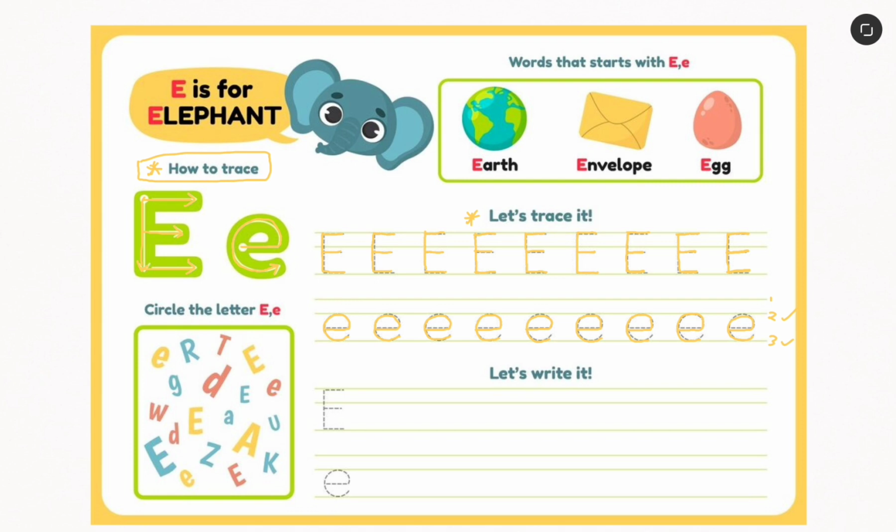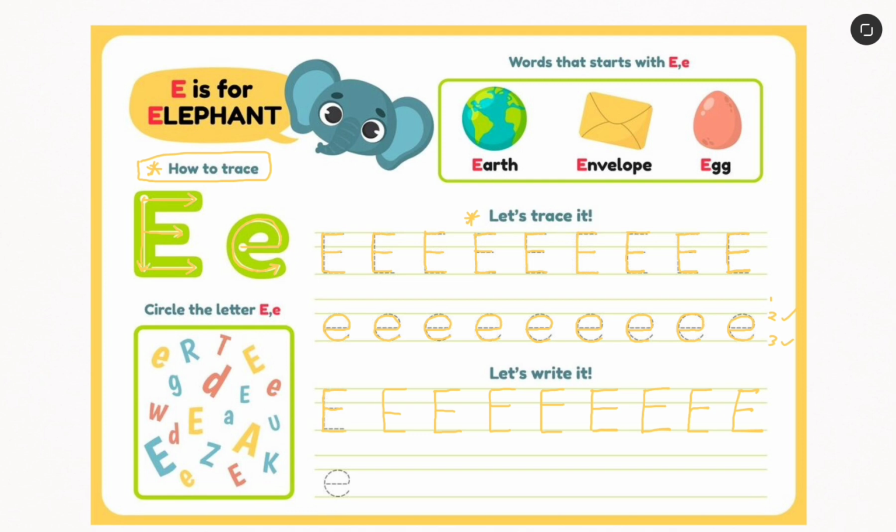Are you ready? Very good. So let's begin. For capital E, we go from top to bottom, like this, like this, like this. Very good. Let's repeat it. Top, bottom, like this, like this, like this. Very good. Top, bottom, like that. Top, bottom, forward, forward, forward. And the last one, top, bottom, forward, forward, forward.